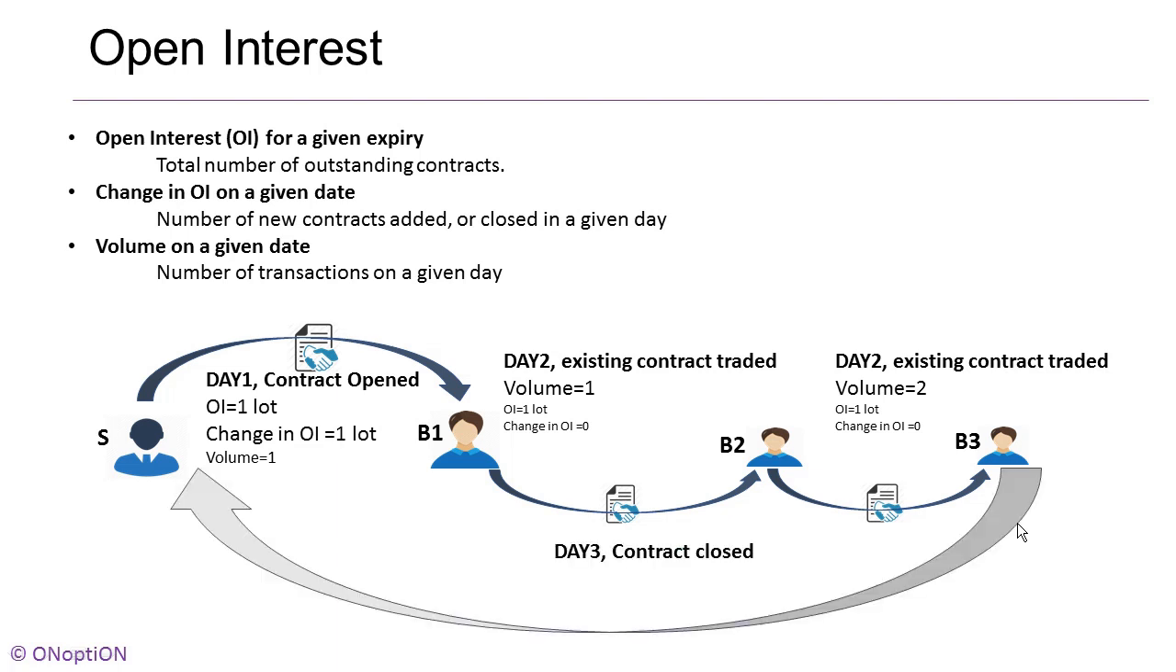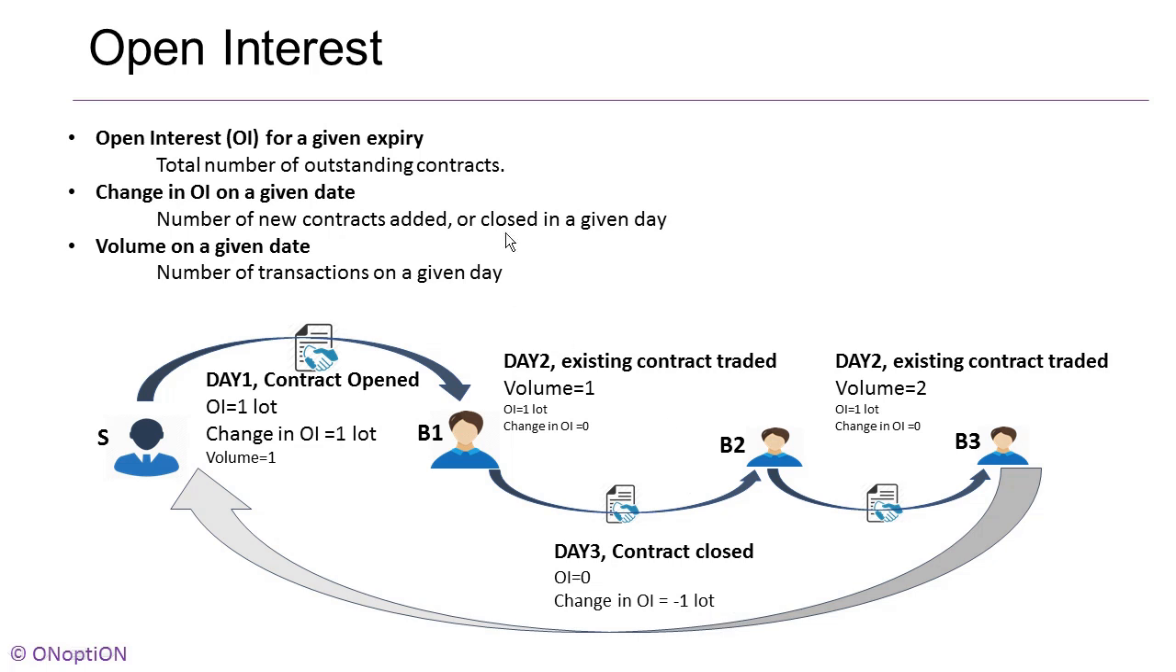Let's assume on day 3, first seller has bought this contract back from B3. So this contract is closed now. In this case, on day 3, there is no active or outstanding contract. So open interest becomes 0. Change in open interest becomes minus 1 lot.